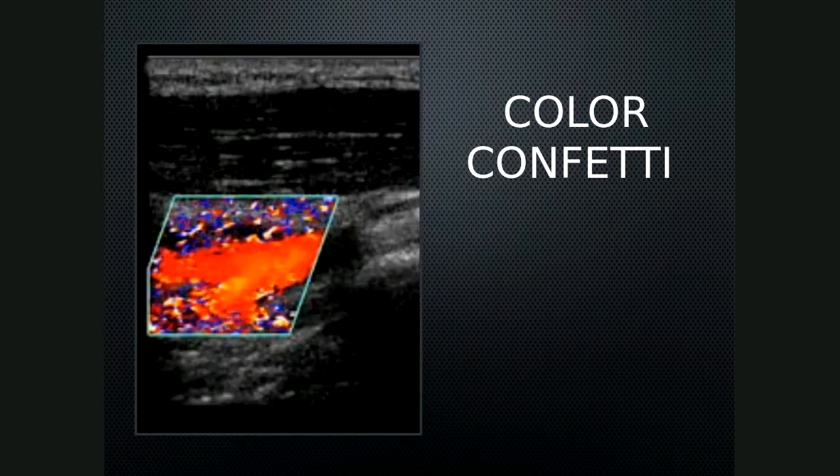Now color confetti, this is different from the wall filter. This is the result of the color gain, I should say, when we're using color. The color gain is set too high. So you'll have a control on your machine that says grayscale gain. You'll have one that says Doppler gain and one that says color gain. So it's the color gain. You want to turn down your color gain to fix this.